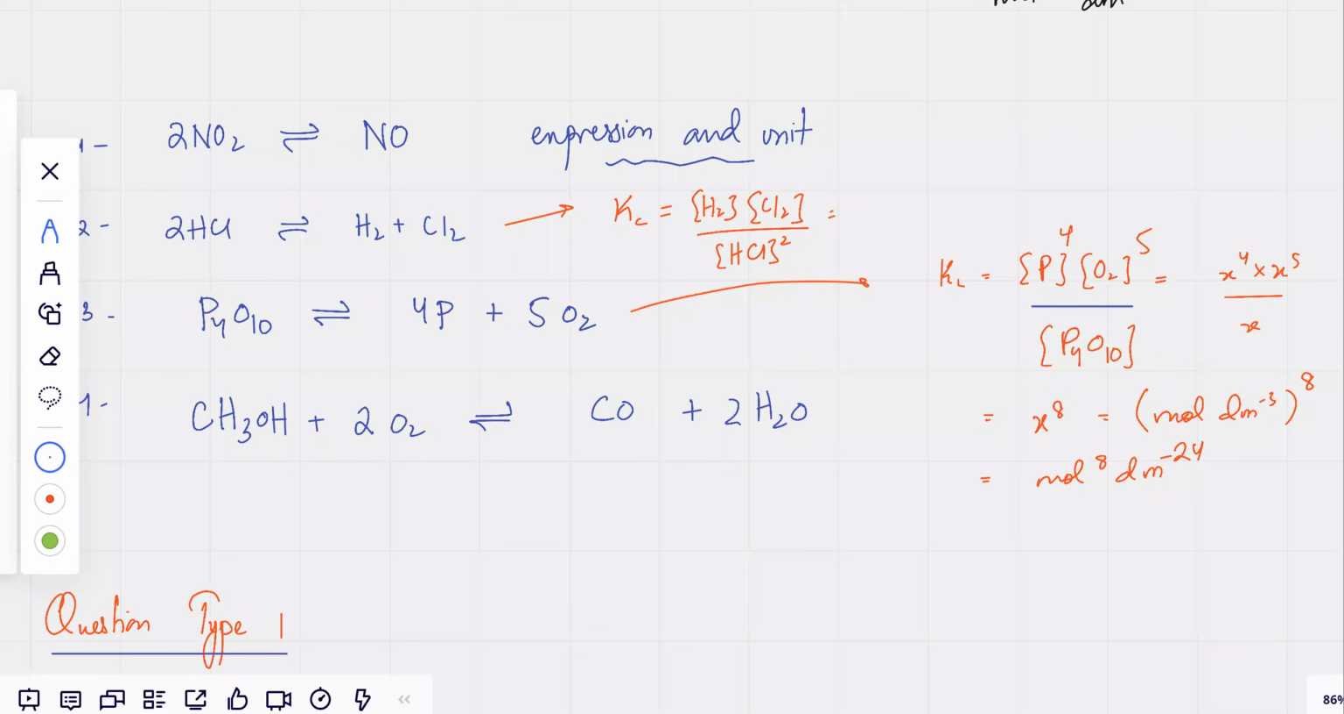And if I try and find the unit and take mole per dm cube as x, it's going to be x into x, divided by x squared. All the x are going to get cancelled out. That means it has no units. So don't get worried. Sometimes it's not going to have any units. Sometimes it's going to, so every time the unit is going to be different. Every time the expression is going to be different.